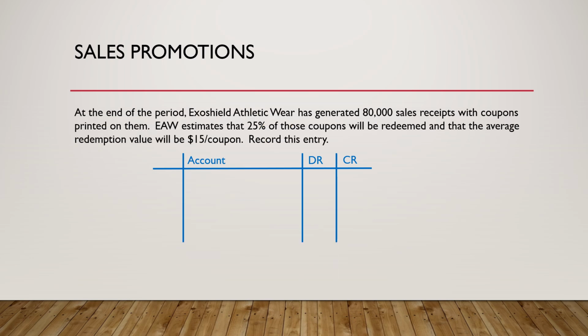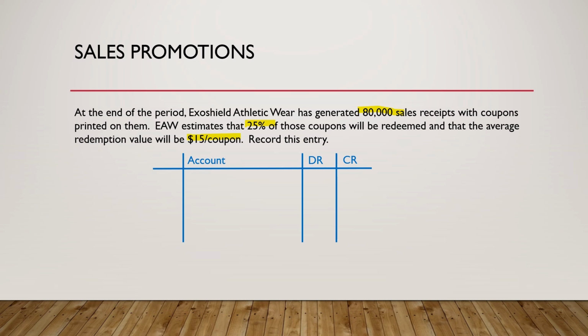Let's consider this last example independently from the previous few. At the end of the period, ExoShield Athletic Wear has generated 80,000 sales receipts with coupons printed on them. EAW estimates that 25% of those coupons will be redeemed and that the average redemption value will be $15 per coupon. Record this entry.